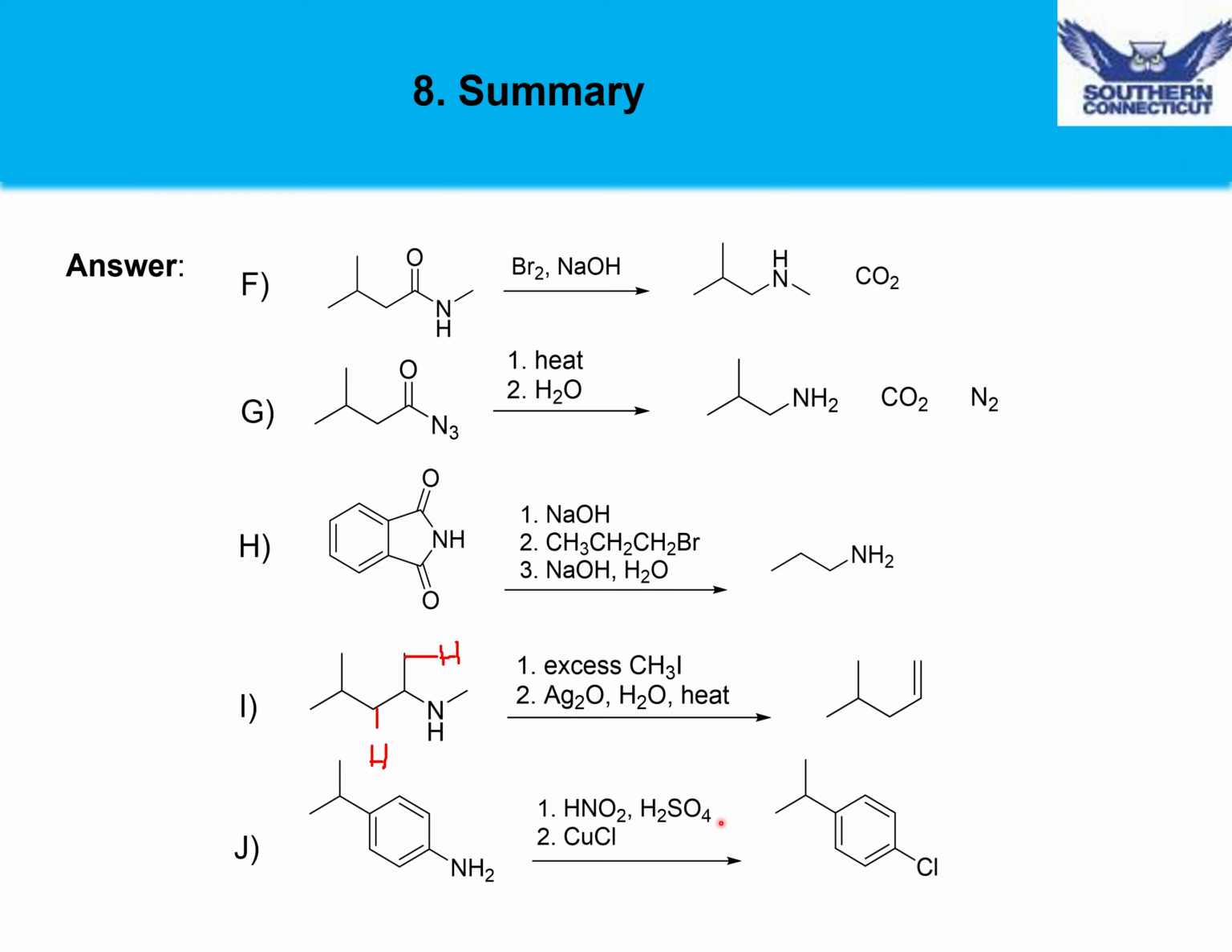Last reaction is an example of the Sandmeyer reaction where nitrous acid and sulfuric acid will turn the amino group into a diazonium salt, which is a great leaving group, and then that will react with copper chloride in a radical mechanism to add a chlorine.